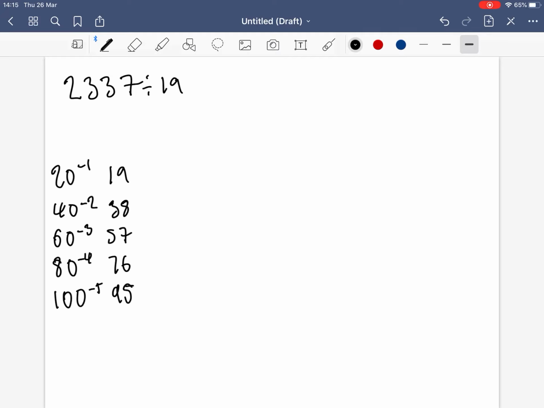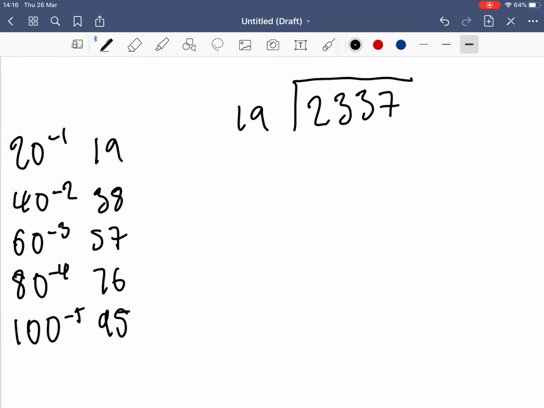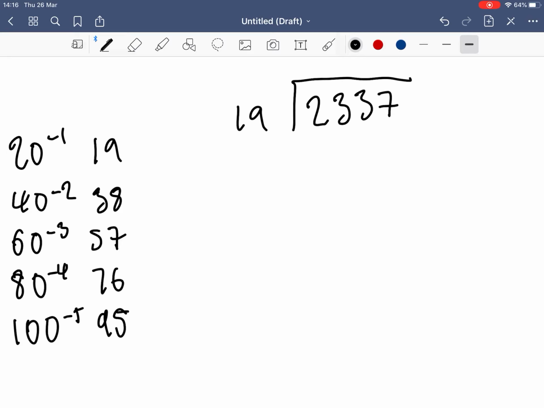So, the next thing I need to do is lay it out like I would do a long division. So, 19 outside the bus stop, and inside the bus stop, 2,337. Okay, that's how I should be laying it out. Now let's work through it together. Okay, so first thing I need to do is work out how many 19 is going to 2. No 19 is going to 2, so we can get rid of that.